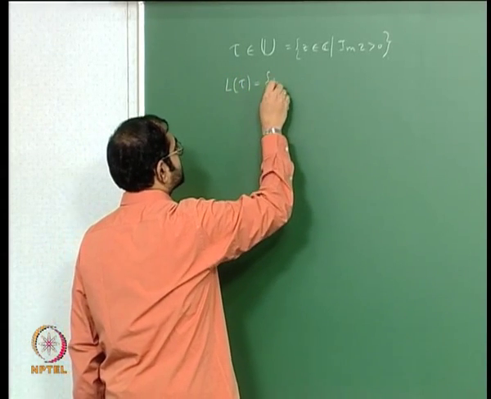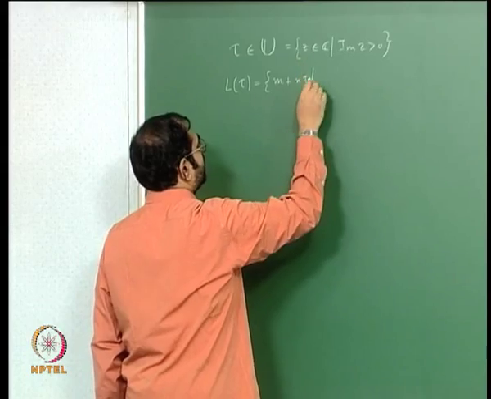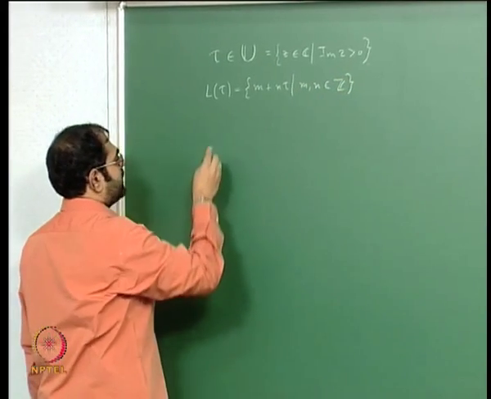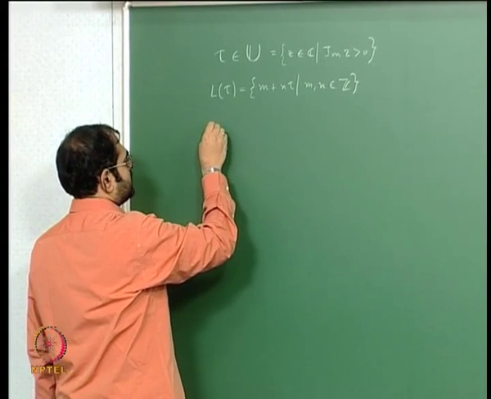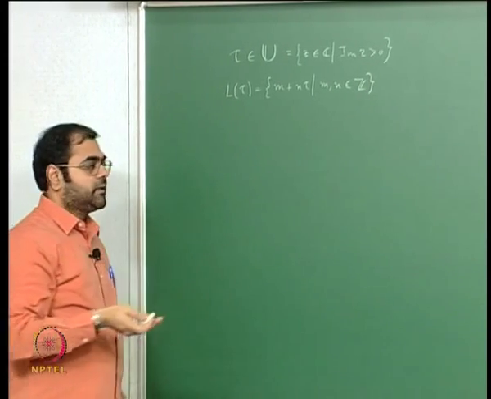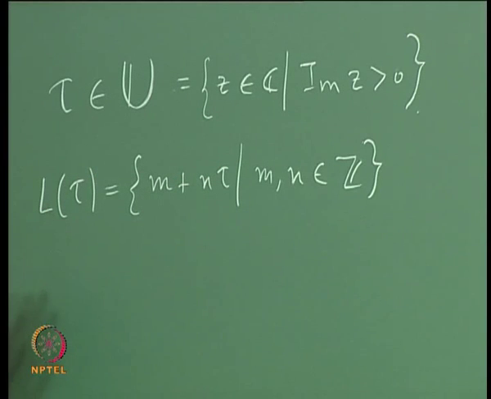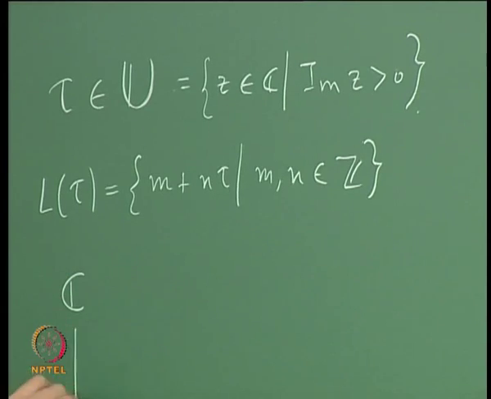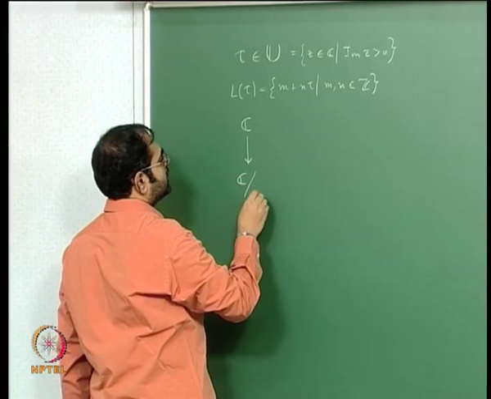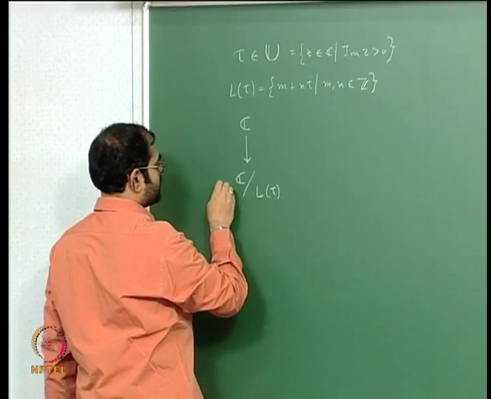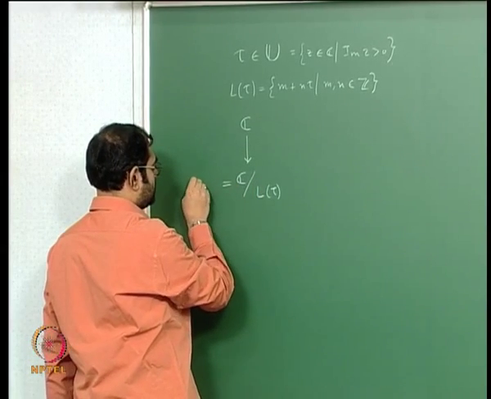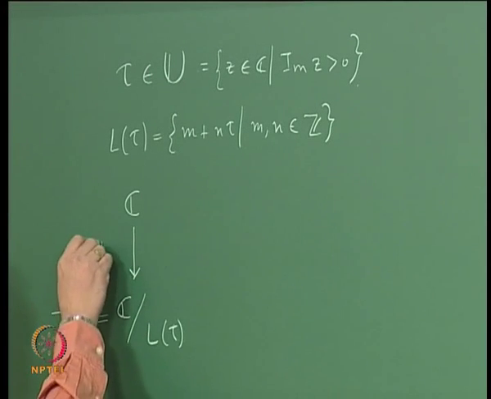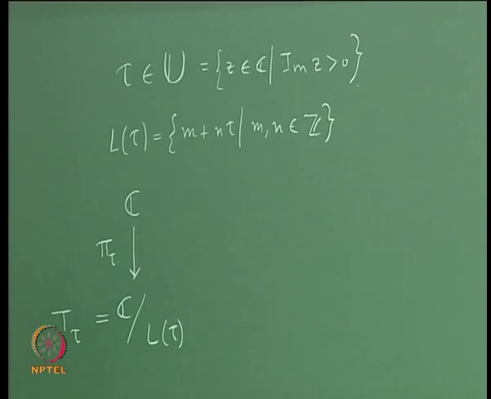This is the set of all m plus n tau, where m and n are integers, and your torus is just obtained by going modulo this lattice. So you have the natural projection from C to C modulo the lattice, and this is what is called the torus associated to tau, T tau. Of course this map is pi sub tau.